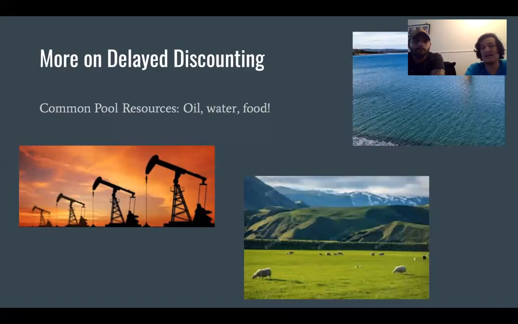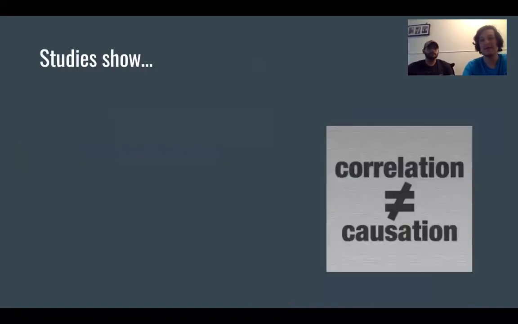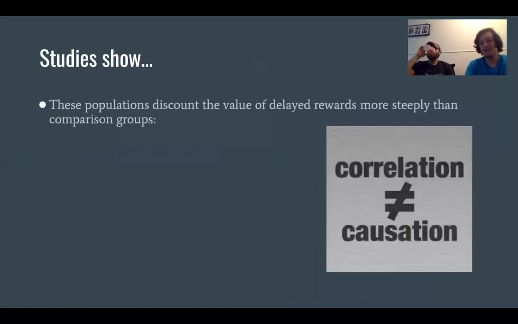Overfishing as well, right? If you overfish, you're going to completely change how many more fish are going to be available later on. So that could also be looked at, exactly as Carlos was saying, through a delayed discounting kind of paradigm. So again, studies show that populations discount the value of delayed rewards more steeply than comparison groups. So people that didn't have a delay in the reward. So these populations specifically have given this same paradigm, right?